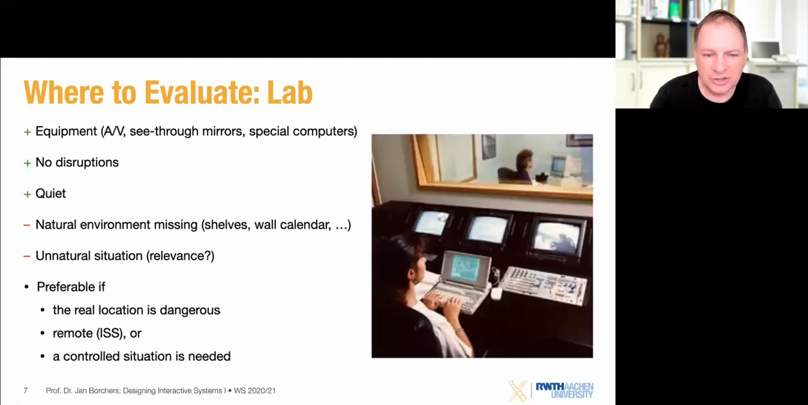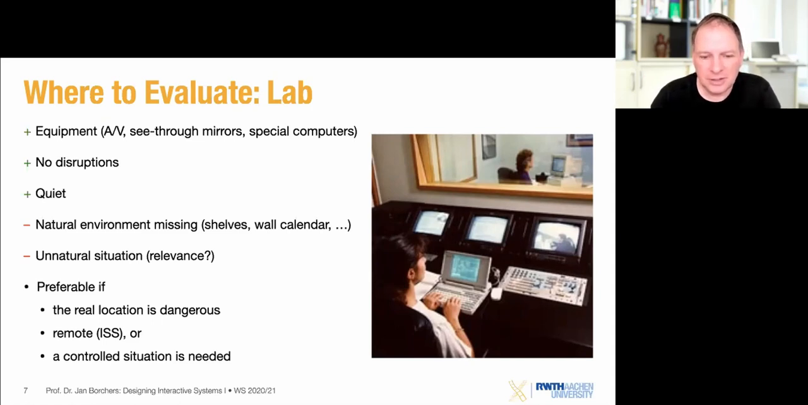For example, if the real location that you wanted to do this at was dangerous or remote, like the International Space Station, right? If that's where you're developing for, you probably won't be able to do lots of field studies. You need to simulate in the lab. And sometimes it's also good to have a controlled situation. For example, if you wanted to test, when I arrange my menu circular versus linear, what works better? Which way is faster to select from? That's a very defined, very focused cognitive task. You don't want any disruptions for that, right? You just want to figure that out in isolation. And then a lab study makes sense.